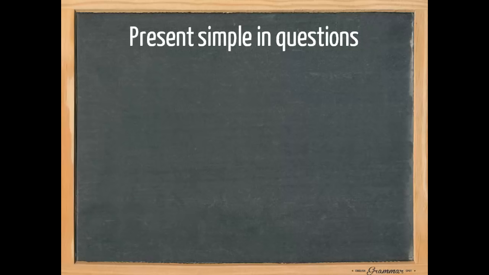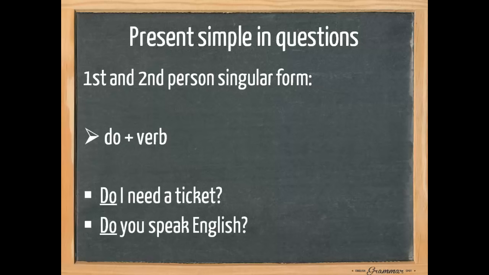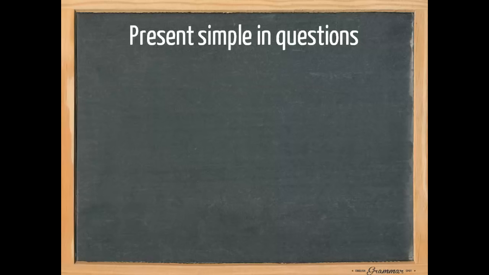Now let's take a look at present simple in questions. For the first and second person singular form, we need the auxiliary verb to do and the infinitive form of the verb. Do I need a ticket? Do you speak English? The same goes for all plural forms.